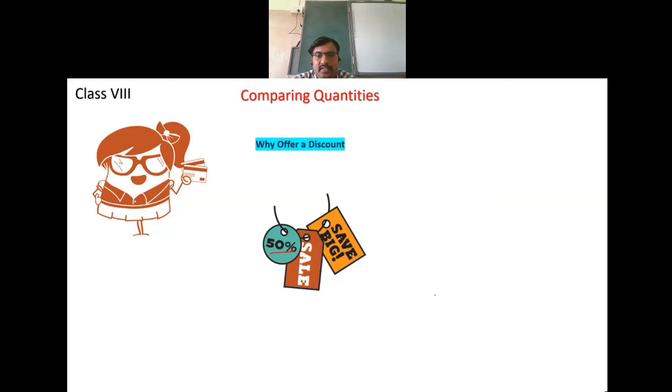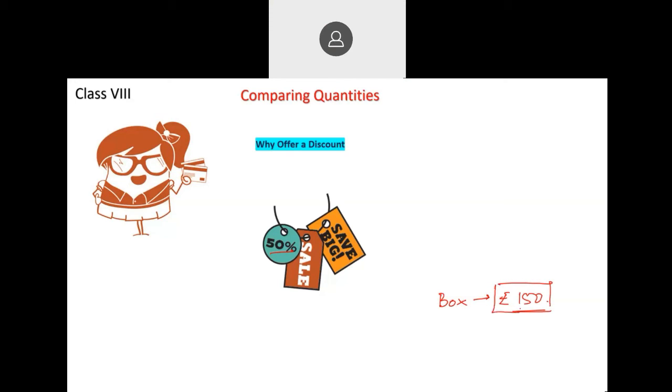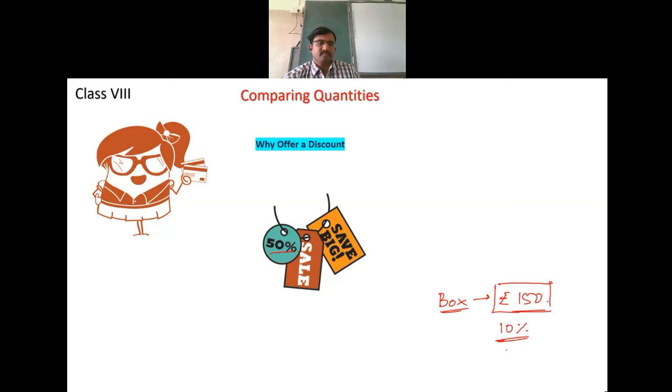Suppose there is a compass box for rupees, say 150. If so many compass boxes of this particular type are there in the stock, and a discount is allowed, say 10%, then the new price will be 135. No doubt, 15 rupees less is the difference. 135, sir. Yes.